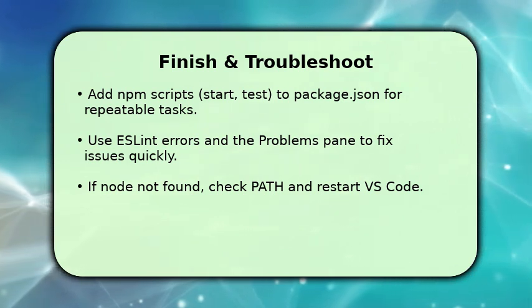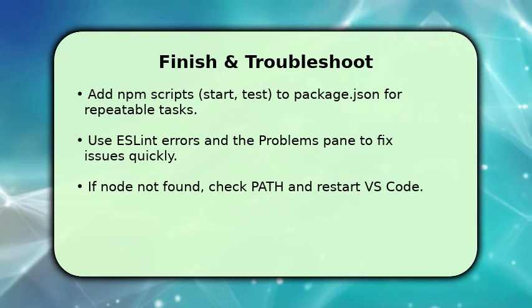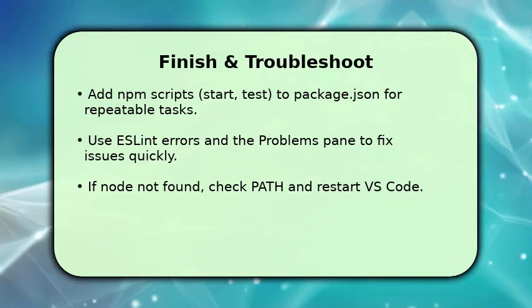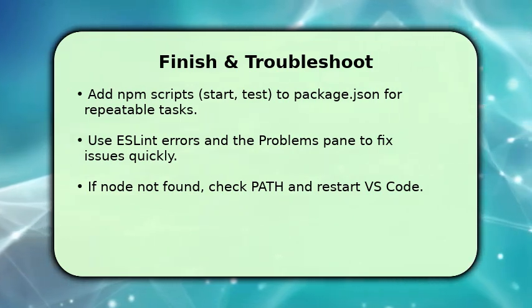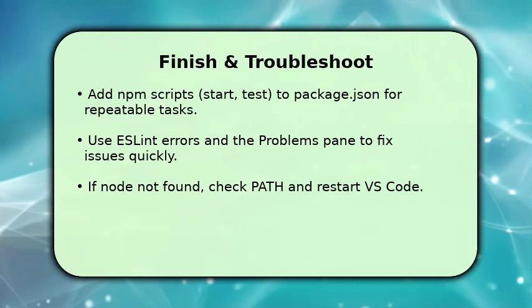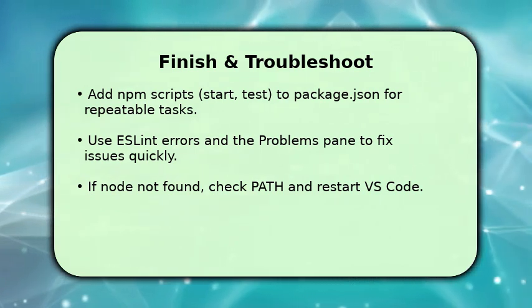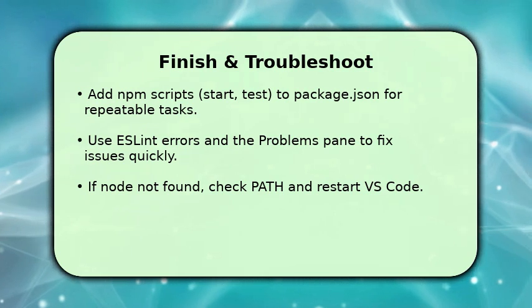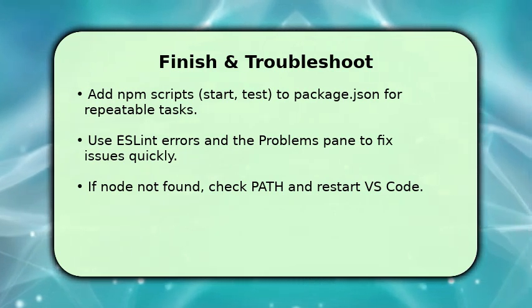When things go wrong, first restart VS Code and your terminal. Many path changes require a restart. If Node is still not found, verify Node's install path is in your system path variable, reinstall if necessary, and ensure the terminal type matches your shell settings in VS Code.